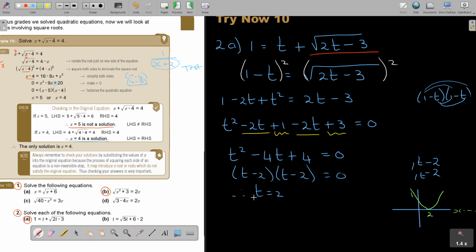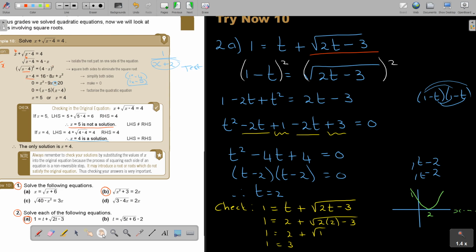Okay, but now I still have to test this too. So I'm going to put it in the original. So I write here check. And in the original, don't move anything. And now I put 2 in. And this is 4 minus 3, and this is 1. And this is going to be 2 plus 1. Oh, this is going to be 3. Did you see that? And that is not equal.